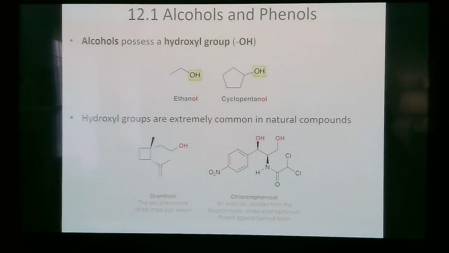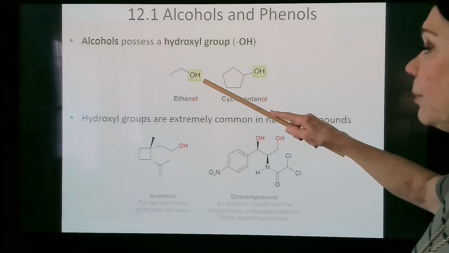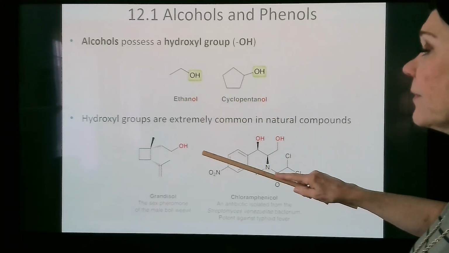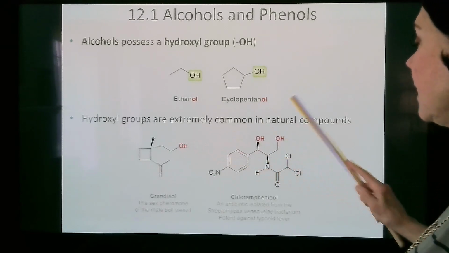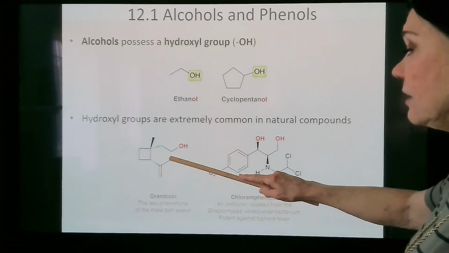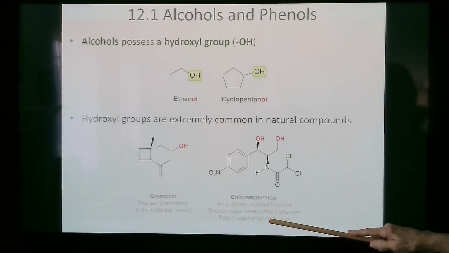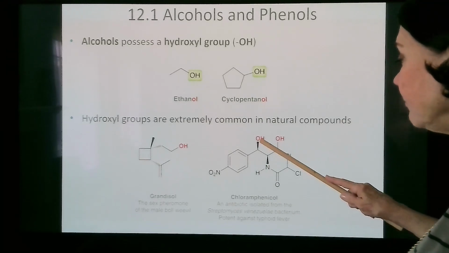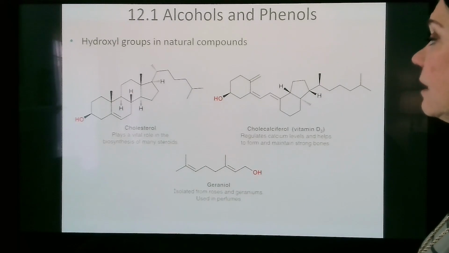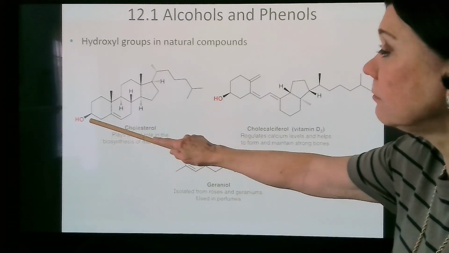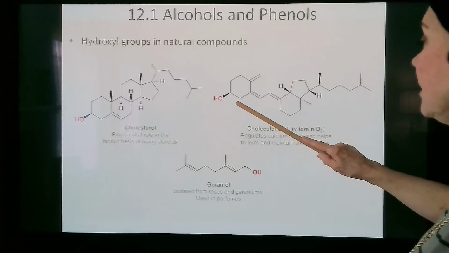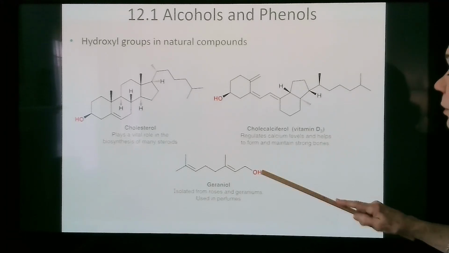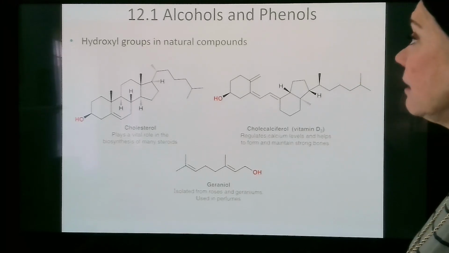So let's start. Alcohols possess a hydroxyl group. You can see this is ethanol, cyclopentanol as examples. Hydroxyl groups are extremely common in natural compounds. You can see that, so this is an insect pheromone. And you can see that this is an antibiotic, which is a diol. You have 2 hydroxyl groups in it. Here are more, cholesterol and vitamin D3. And this is an example of a perfume, which contains an alcohol functionality.